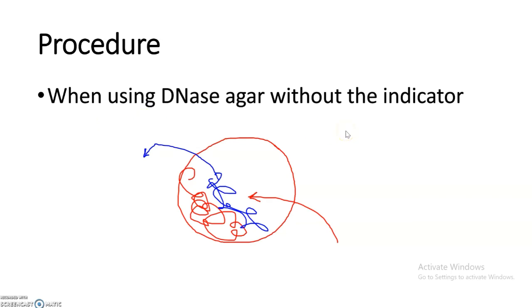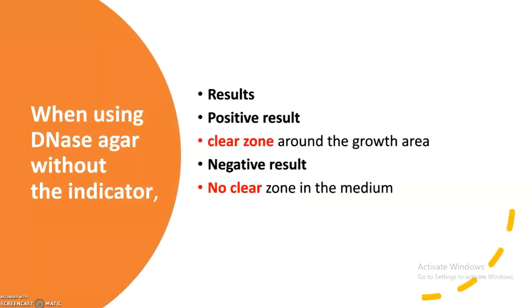When using DNase agar with indicator, you don't have to add HCl. After incubation, you just have to read the results. The results when using DNase agar without indicator: if you see a clear zone around the growth area, it means that the result is positive. And if you see no clear zone in the medium, it means that the result is negative.